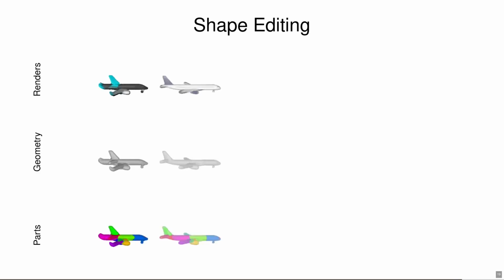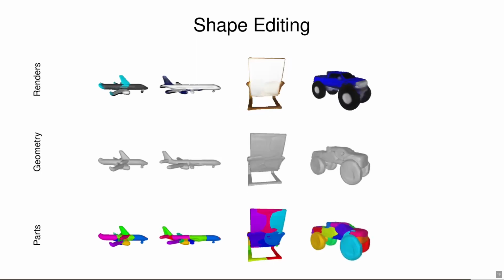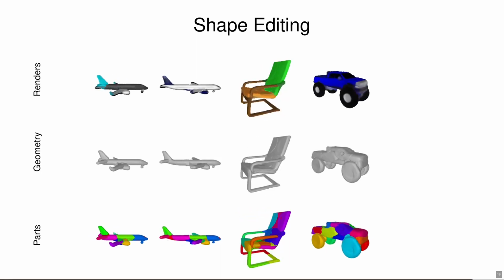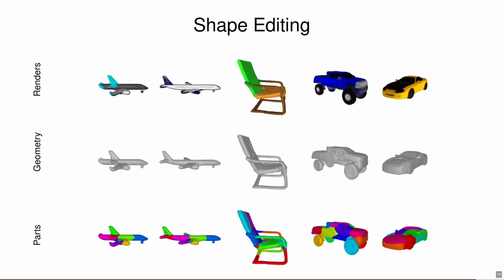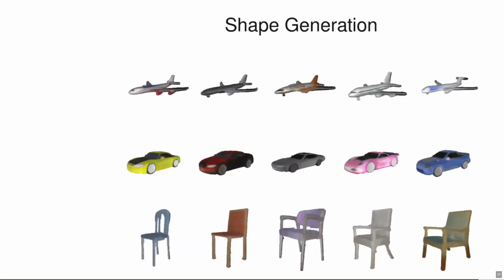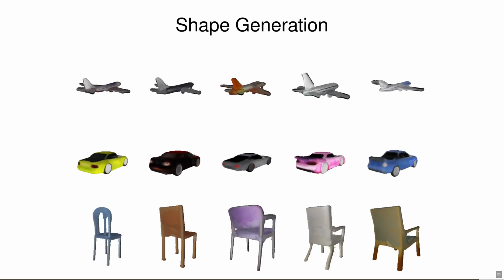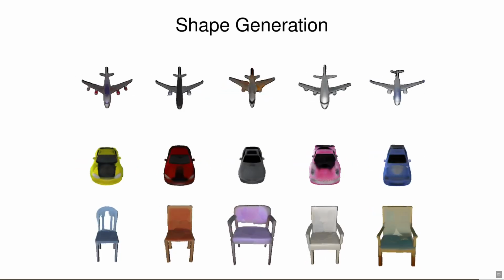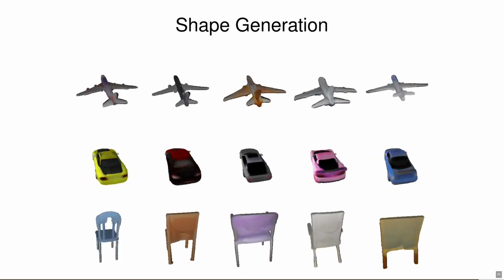PartNeRF can perform several shape editing operations on the ShapeNet categories. A user can select parts and perform translations, rotations, and scaling operations, as well as per part texture editing operations like colorization. Finally, we show some examples of generated 3D objects using PartNeRF. For more results, please check our paper and supplementary material.